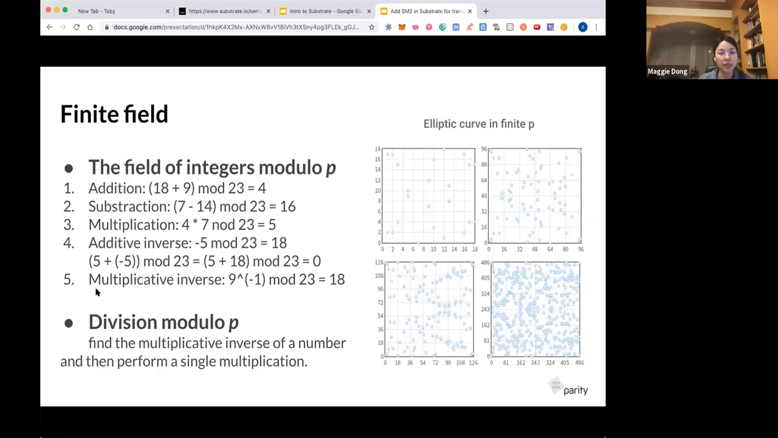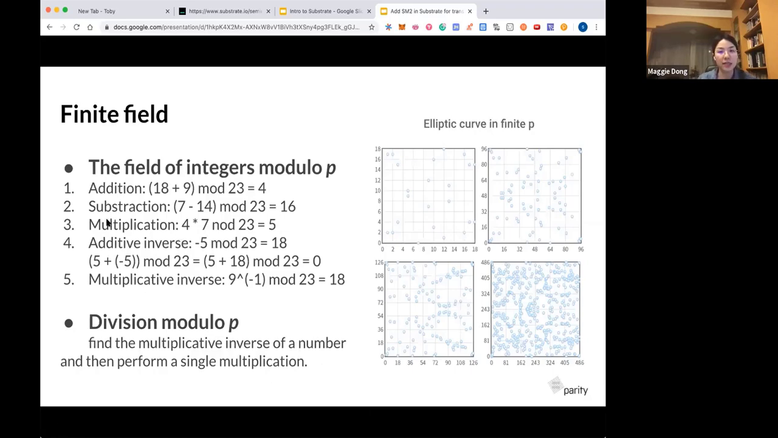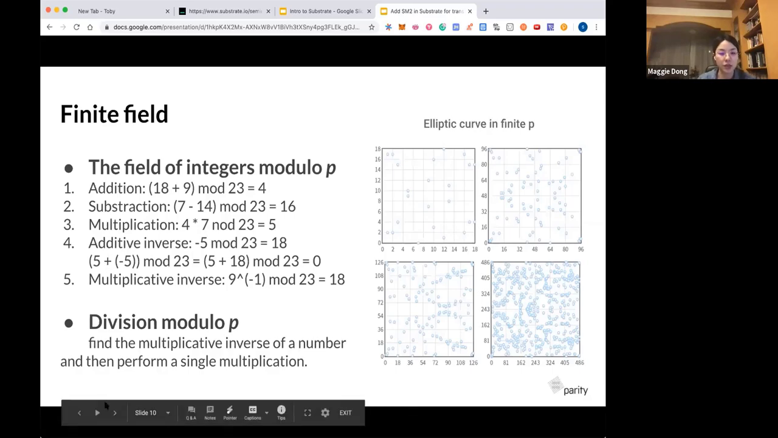Okay, and here is the additive inverse and multiplicative inverse. Here is the definition of division modulo P: find the multiplicative inverse of a number, and then perform a single multiplication. I'm not going to elaborate more on this. If you are interested, I highly suggest you read the article. I just recommend a gentle introduction to it.